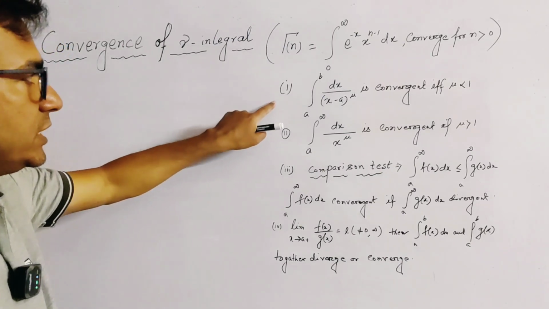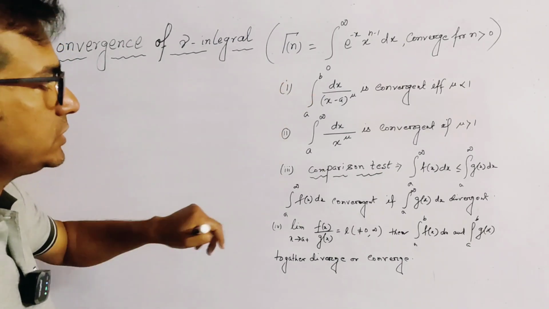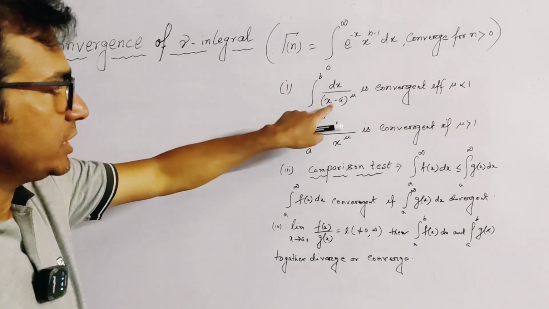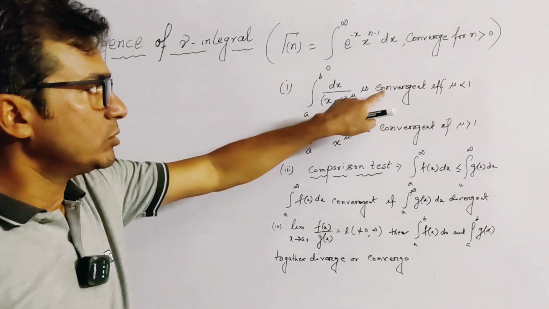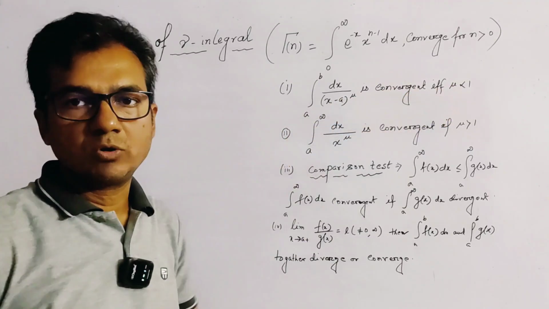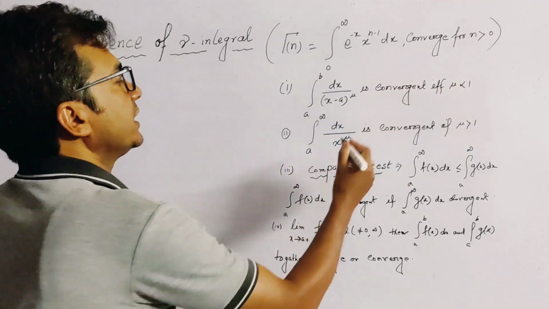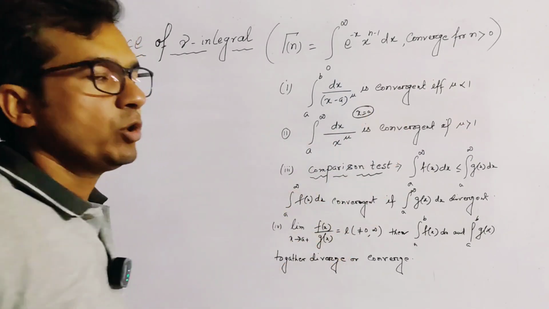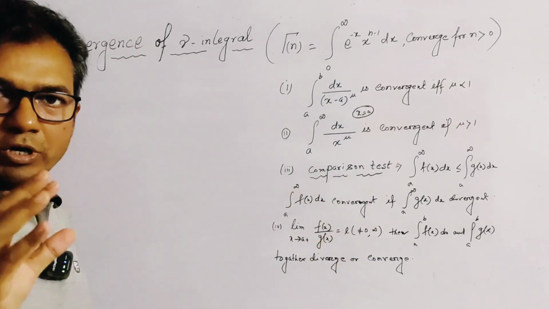The first result is, we all know these 4 results. The first result is integration a to b dx by (x minus a) to the power mu is convergent if and only if mu less than 1. Here a, the lower range x equal to a, is the point of infinite discontinuity only.